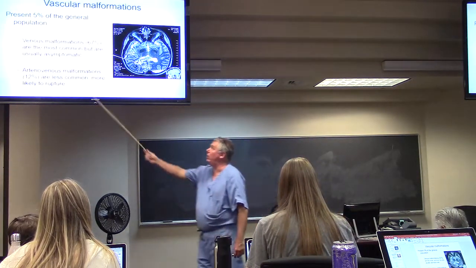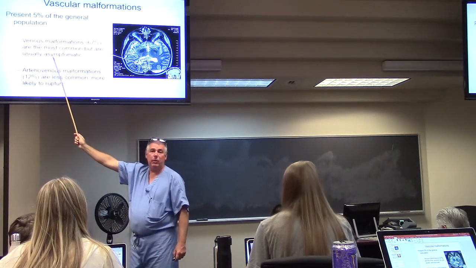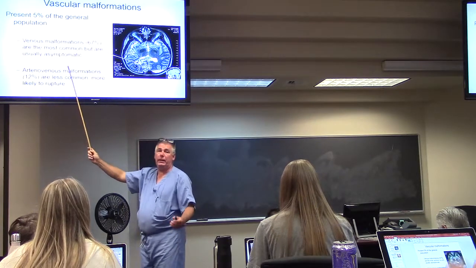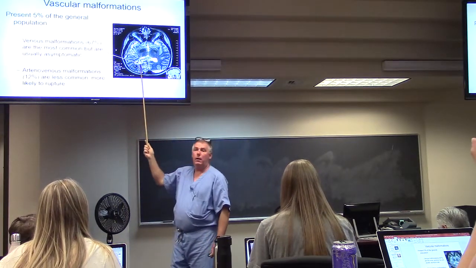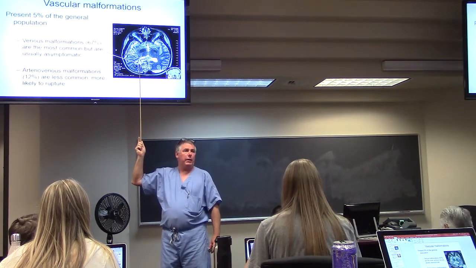Vascular malformations, there are 2 types that are present. Again, it's a really large number of the population. One of them is a venous malformation. This is the most common type. And basically, this is a cluster of varicose veins. That's all it is.